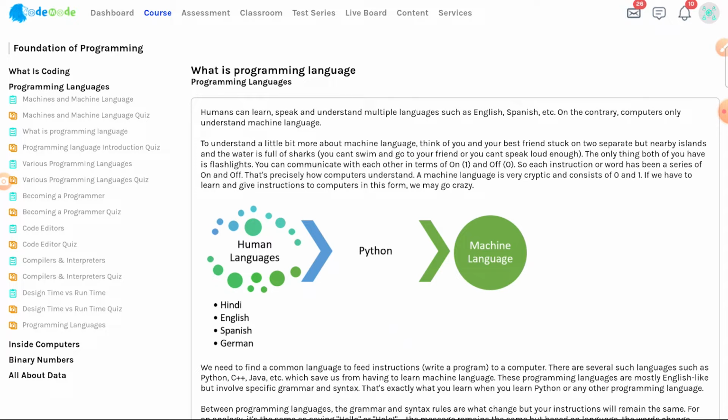We have learned that humans can learn, speak and understand multiple languages. For example, English, Spanish, Hindi, Sanskrit, and several other languages spoken in this world. On the contrary, machines or computers speak or understand only machine language. The machine language again is nothing but zeros and ones, a series of zeros and ones.